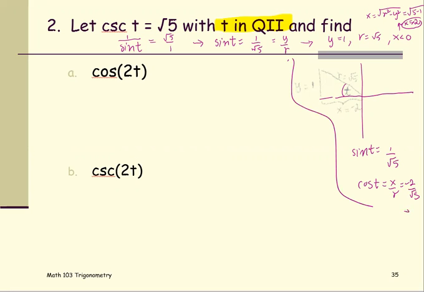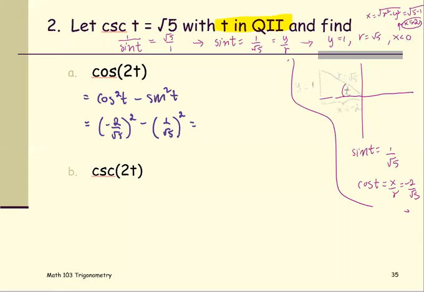From this information, we're going to evaluate the cosine of double angle t and the cosecant of double angle t. For the cosine of 2t, the formula is cosine squared of t minus sine squared of t. The cosine squared is the value negative 2 over square root 5 quantity squared, subtracted by the sine squared of t, which is the quantity 1 over square root 5 squared.